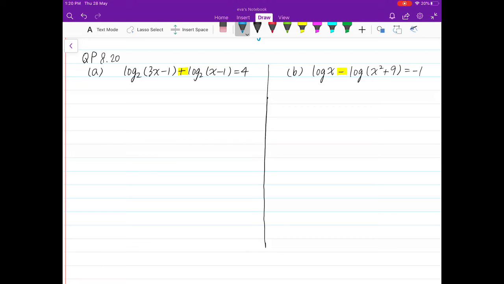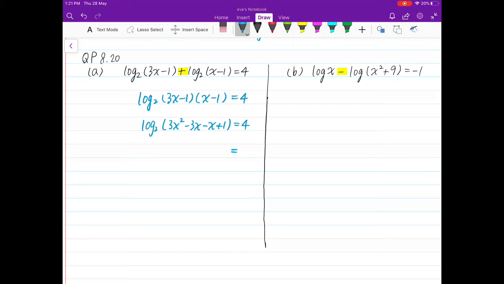Let's look at the solution of quick practice 8.12. Part A and Part B are similar to the examples I did before. The A part is plus, so we will change it to multiplication, and for the B part we will do division. So let's see how we do it. Part A becomes log(3x minus 1) times (x minus 2) equal to 4. And then we can expand the brackets, become 3x squared minus 3x minus x plus 1 equal to 4.